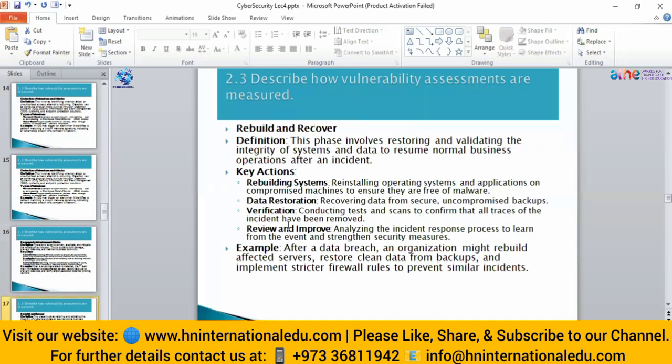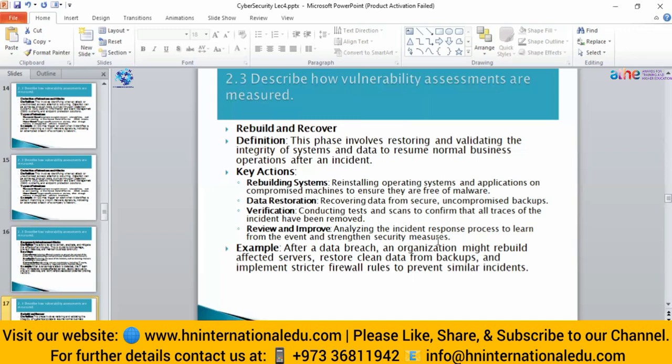Then rebuilding and recovering. In this phase, you will restore and validate your system. You isolate that system, and you back up the data, so you ensure that the data is not lost. Here you will rebuild the new system. If any incident happened, you will reinstall the operating system and the applications on the machine that were affected by malware. You will uninstall the applications and reinstall them. You will recover your data from a secure, uncompromised backup.